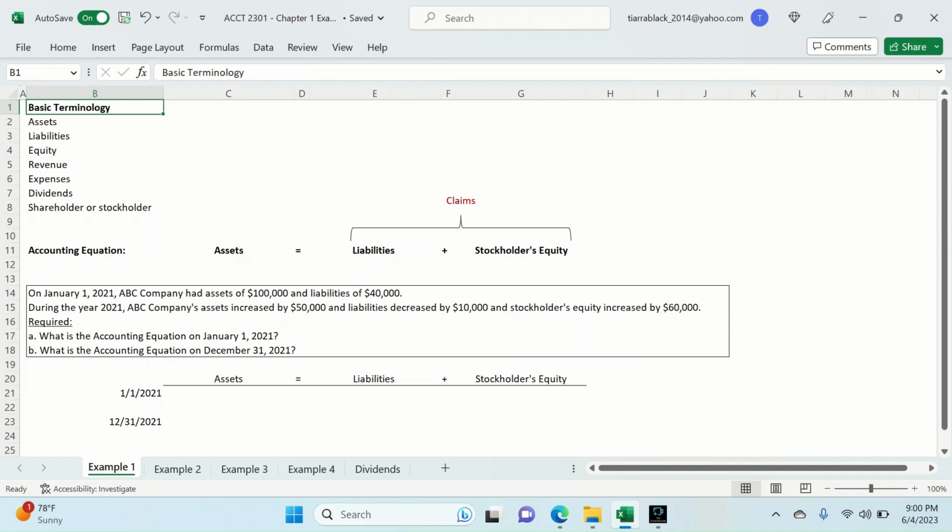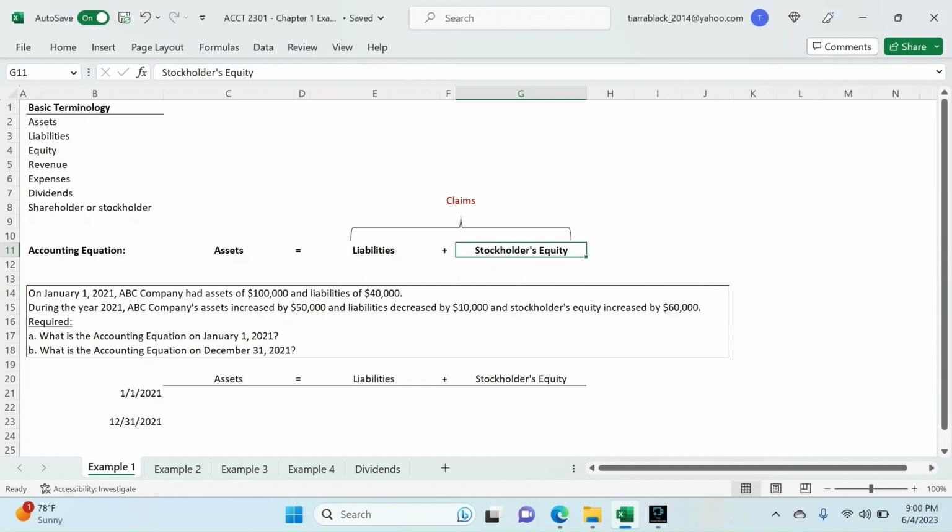So, what is the accounting equation? The accounting equation is the cornerstone of everything that we do in accounting. And this equation will always be present at any given time. All the accounting equation simply says is that assets are equal to liabilities plus stockholders' equity.